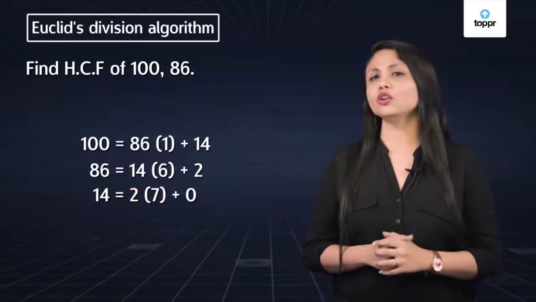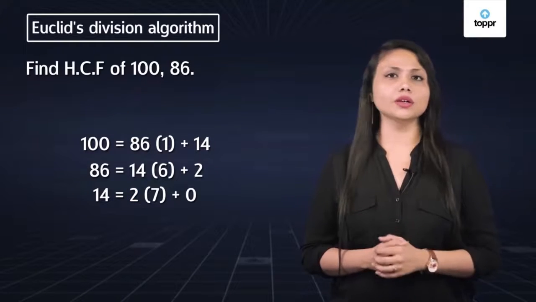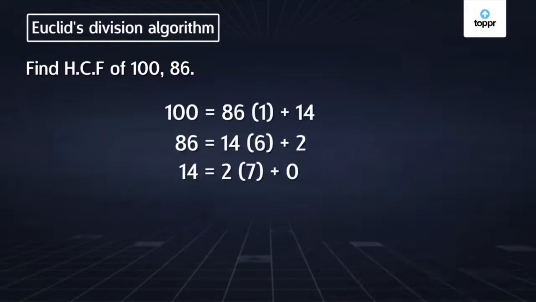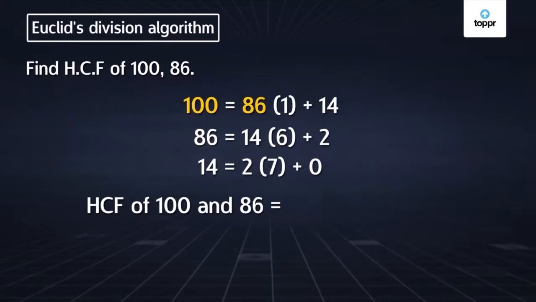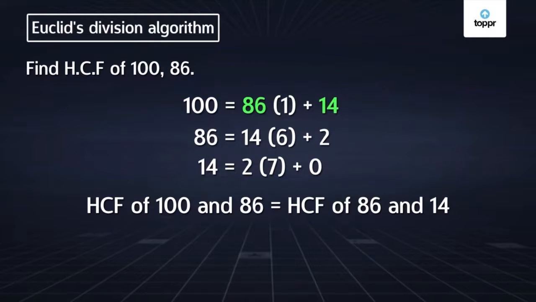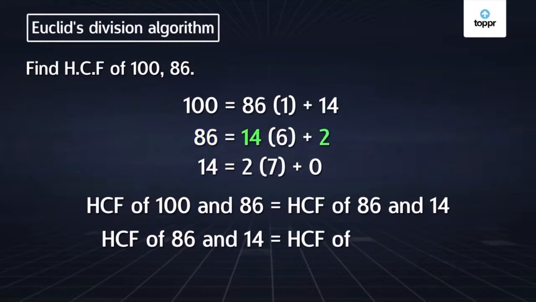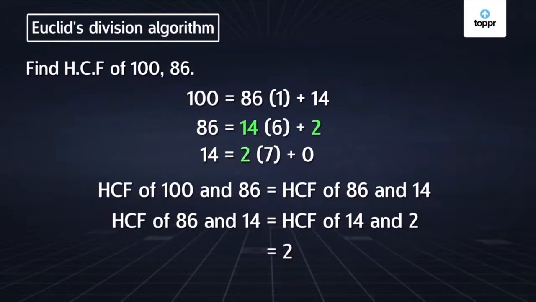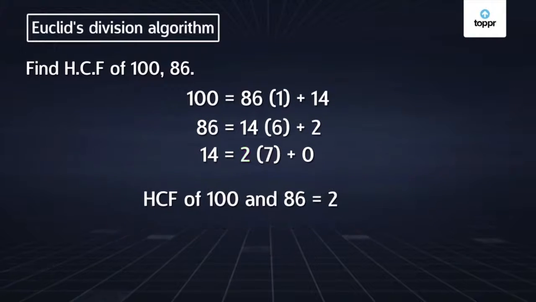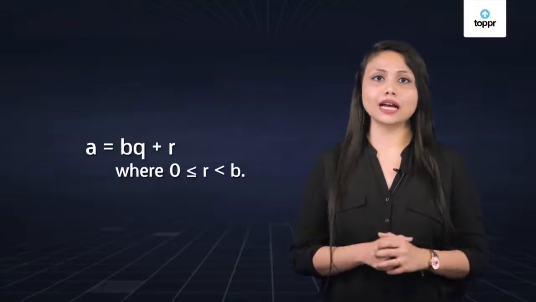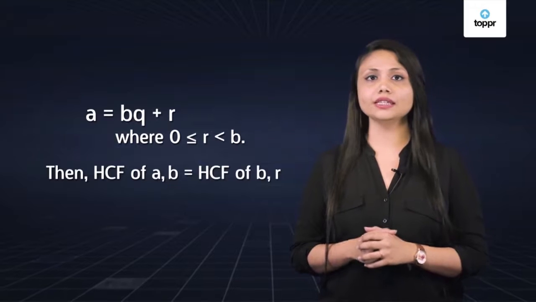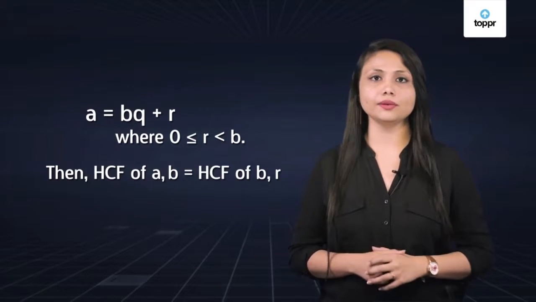So what could be the logic behind this? How is this working? It is because the HCF of 100 and 86 is equal to the HCF of 86 and 14. And again, the HCF of 86 and 14 is equal to the HCF of 14 and 2, which is 2. And so, the HCF of 100 and 86 is 2. In general, we can say that if A is equal to BQ plus R, then the HCF of A and B is equal to the HCF of B and R.